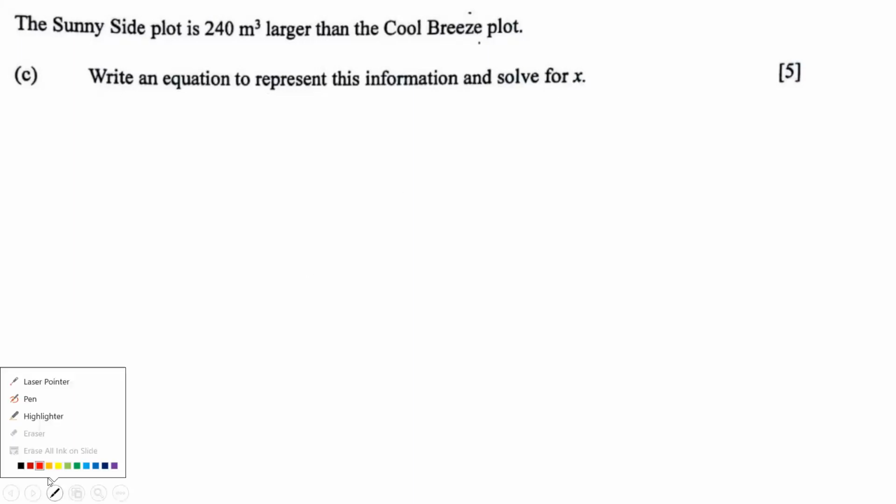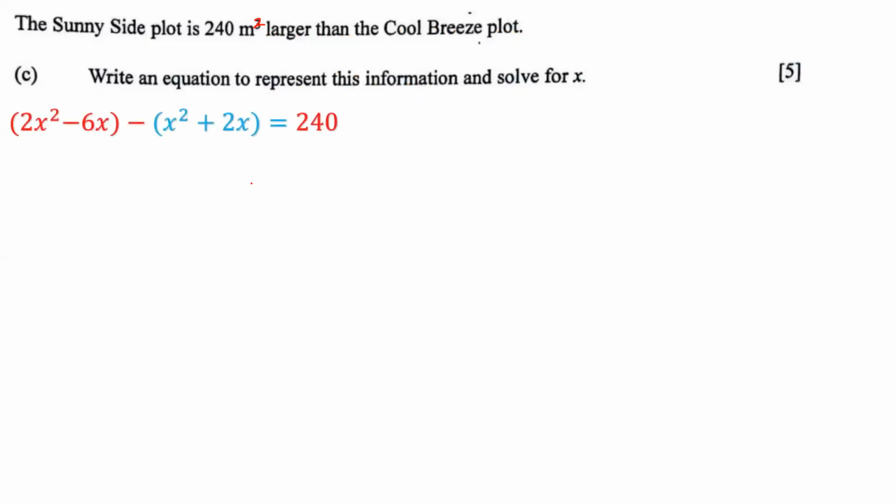Please note that this question is supposed to say 240 meters squared. That's because we're dealing with area. We're not dealing with volume. So it's supposed to be 240 meters squared, not 240 meters cube. Nonetheless, they say write an equation to represent this information. So what they're saying is that the sunny side plot, which is the larger one, is 240 meters squared larger than the cool breeze plot.